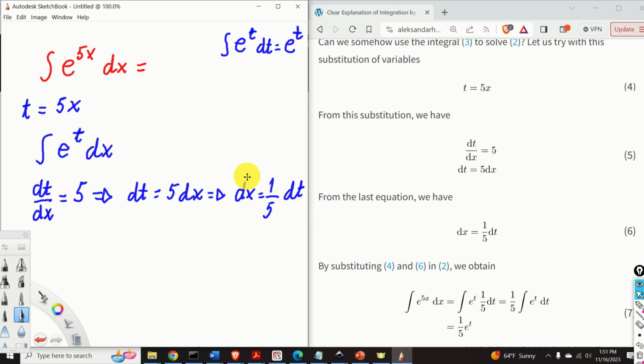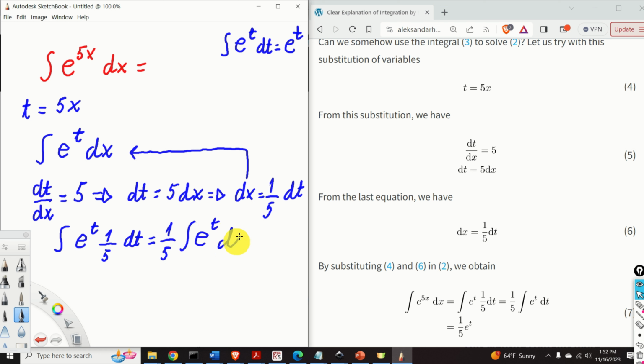Now, let's substitute this value over here. And let's see what do we get. We have an integral e to the power t. Then over here we have, instead of dx, 1 over 5 dt. Perfect. And as the result, we have 1 over 5 integral e to the power t dt. We can take 1 over 5 out of our integral since 1 over 5 is a constant.